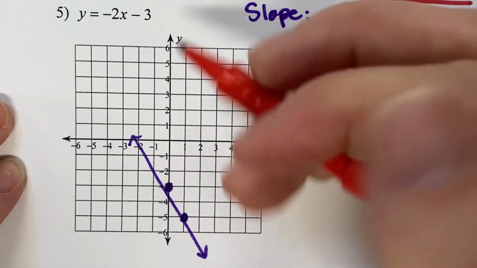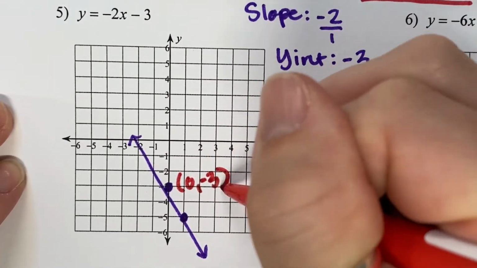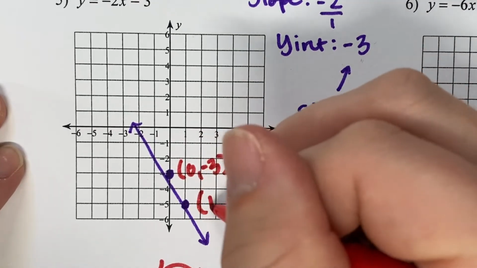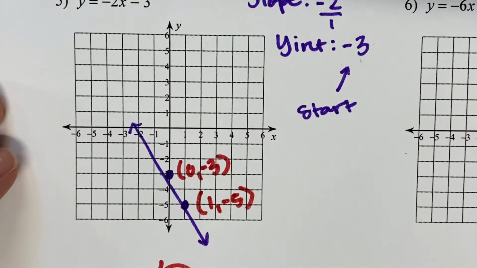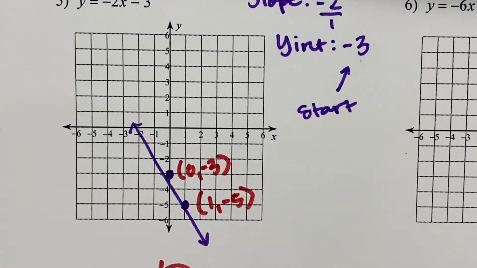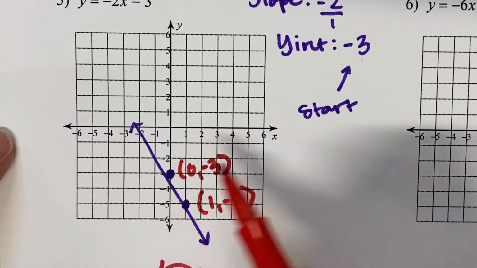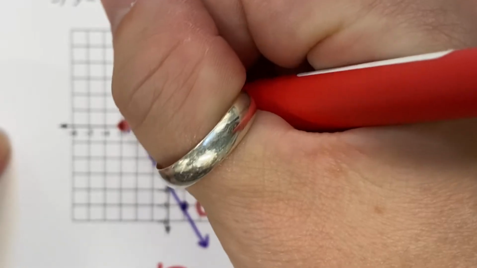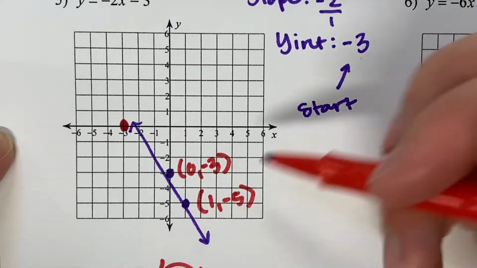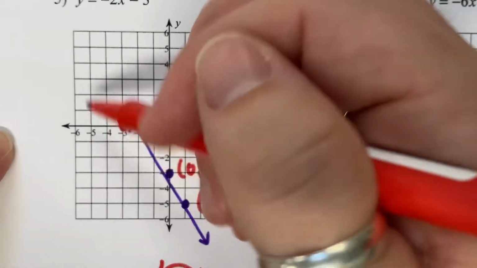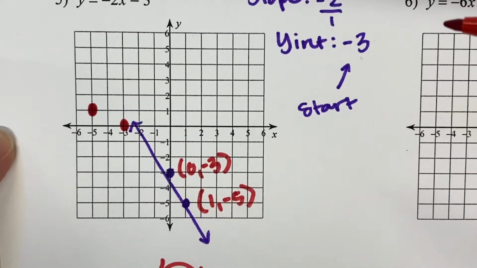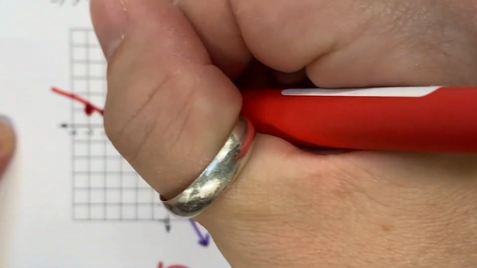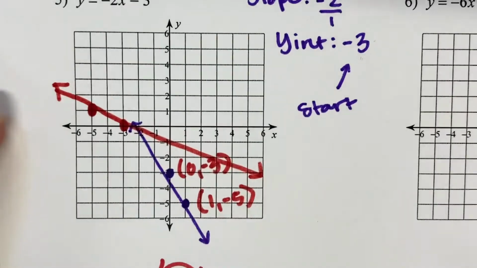This one is 0, down 3. It's our y-intercept, so 0, comma, -3. This guy is 1, comma, -5. So now in order to graph the inverse, you literally just switch them. Instead of 0, comma, -3, this becomes -3, comma, 0, which is right there. Instead of 1, comma, -5, it becomes -5, comma, 1, right there. And there is our inverse.